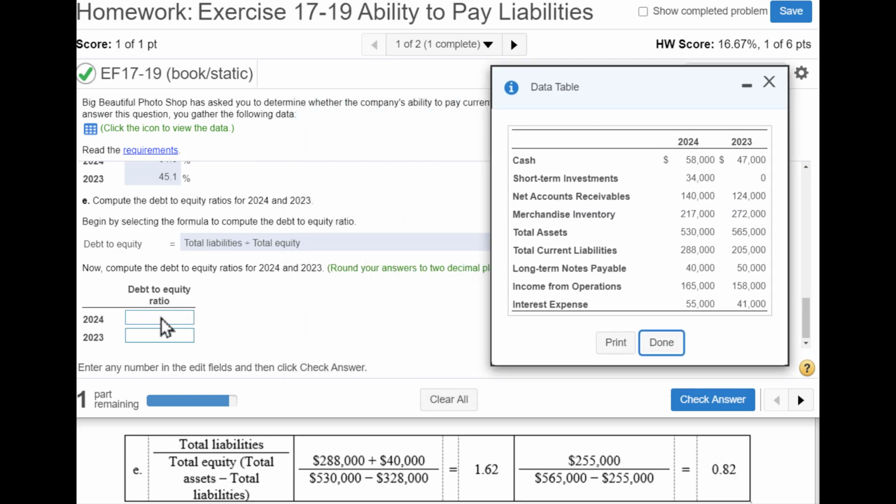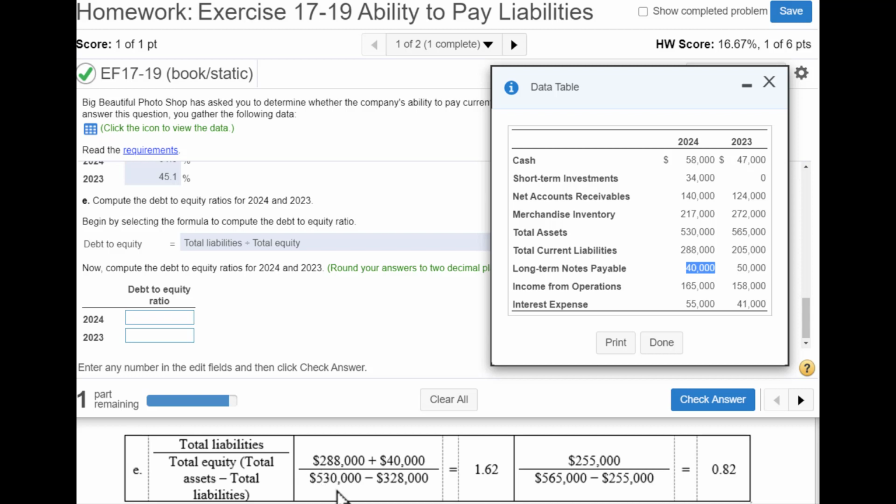So for 2024, our debt is the current liabilities plus long-term liabilities, so 288 plus 40 on top. And then notice we don't have equity listed on here, but we can calculate the equity. Now remember, the accounting equation is total assets equals total liabilities, which is the 288 plus 40, plus equity. So if we just take the total assets minus our total liabilities, that gives us our equity. Total equity is total assets minus total liabilities.